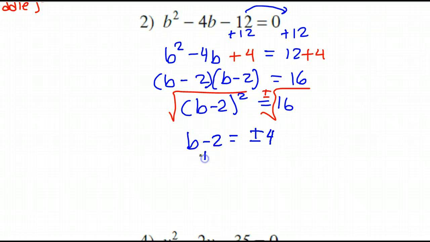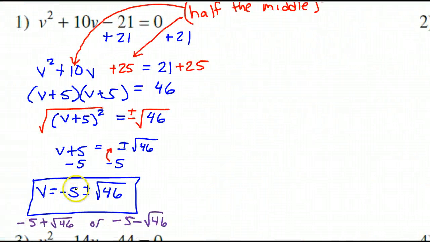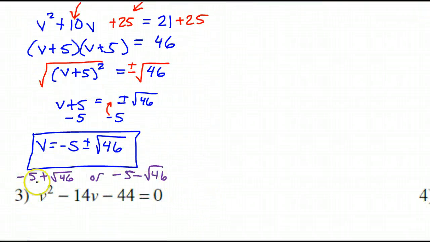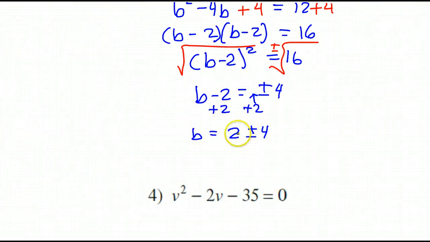Alright, let's keep going. I'm going to add 2 to both sides. Just for this moment, I'm going to go ahead and put it in the front still. So this is going to give me b equals 2 plus or minus 4. Now last time we left it in this form, negative 5 plus or minus radical 46. That's because, even if we look at it separately, you can't add negative 5 and radical 46. They're not like terms. But in this case, we can add 2 and 4, and we can subtract. So we will not leave it like this.